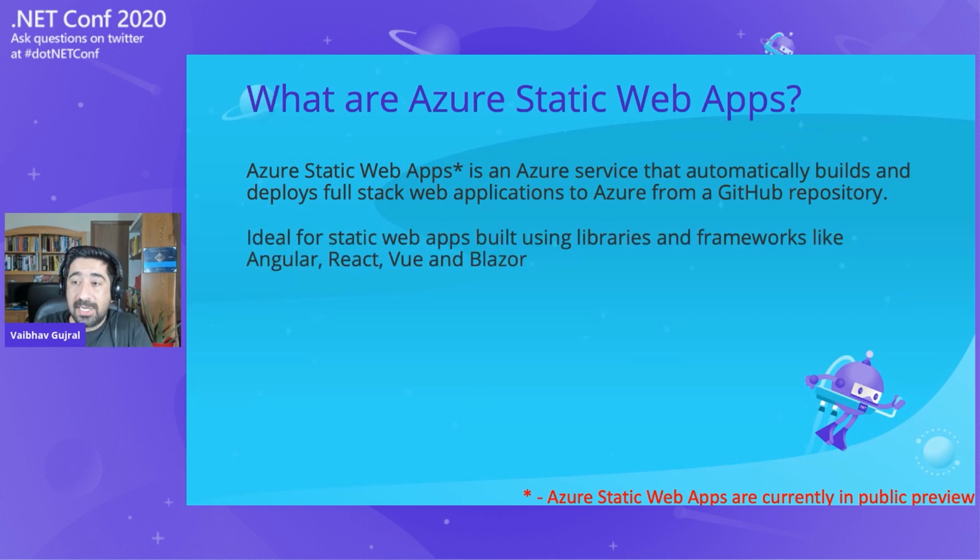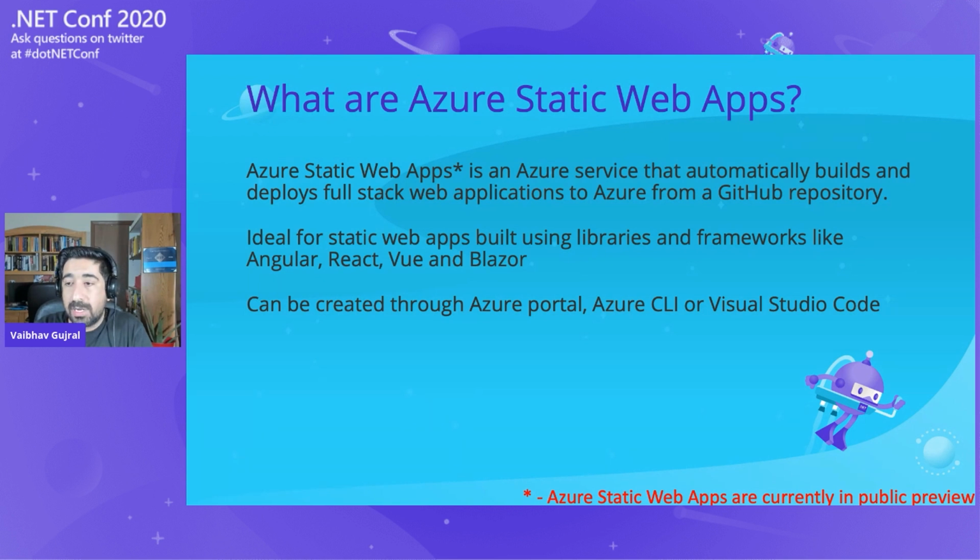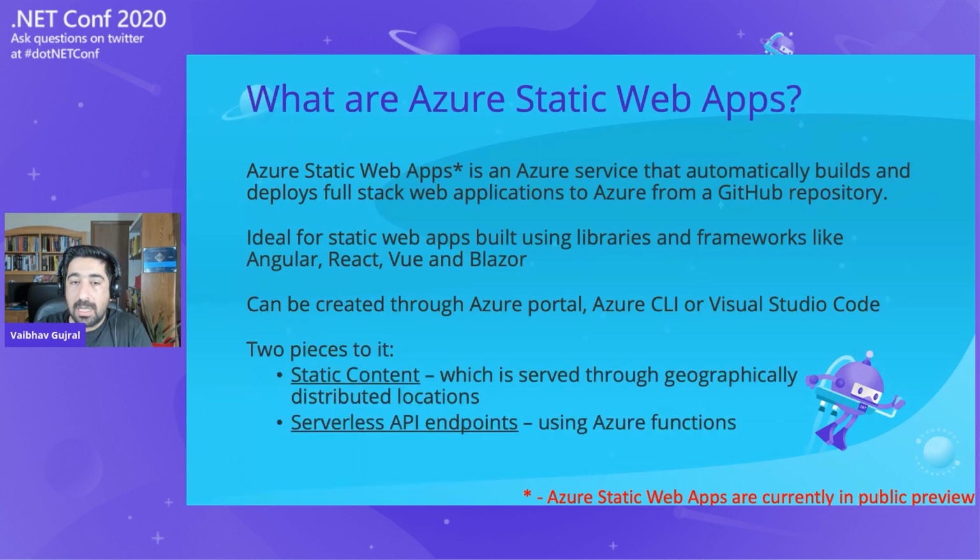Azure Static Web Apps is ideal for static websites that you are building using popular libraries and frameworks like Angular, Vue, React, and Blazor. In today's presentation, we'll be using a Blazor app for demonstration. You can create an Azure Static Web App directly in the Azure Portal or through the Azure CLI. You can also use a Visual Studio Code extension to create your Azure Static Web Apps from Visual Studio Code.